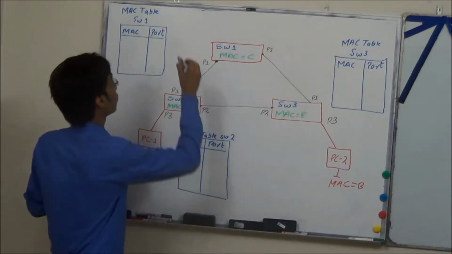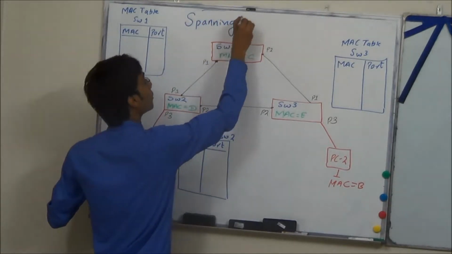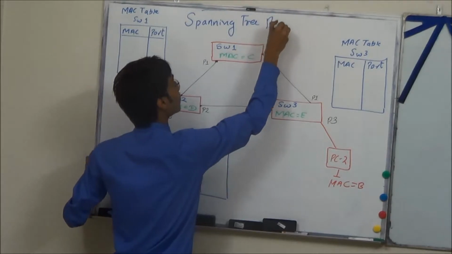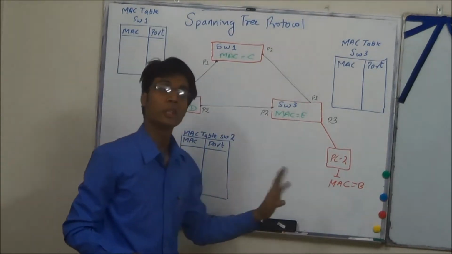So spanning tree protocol is used to avoid issues which are created when we use redundant links.